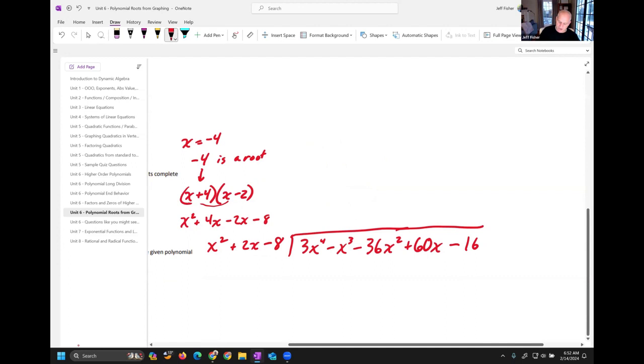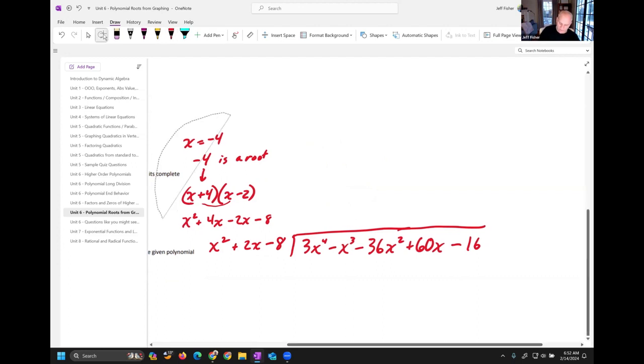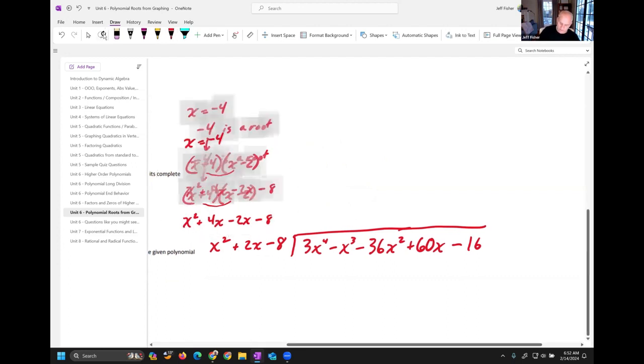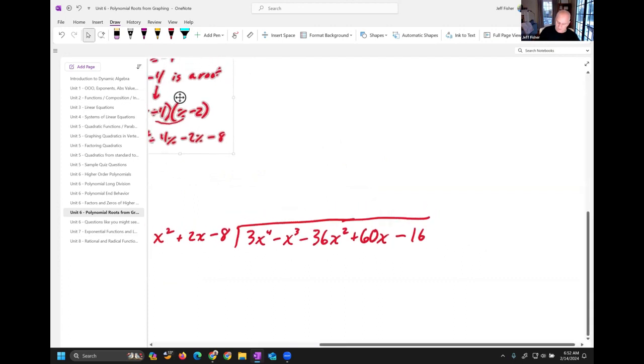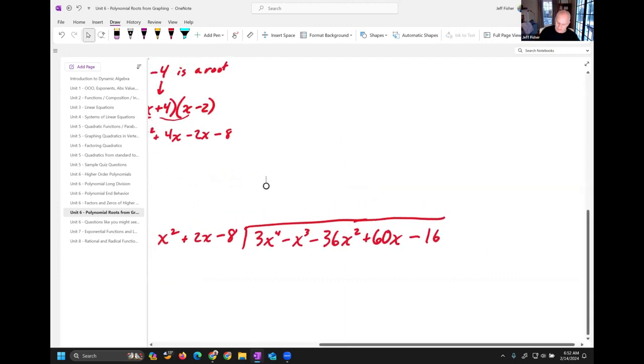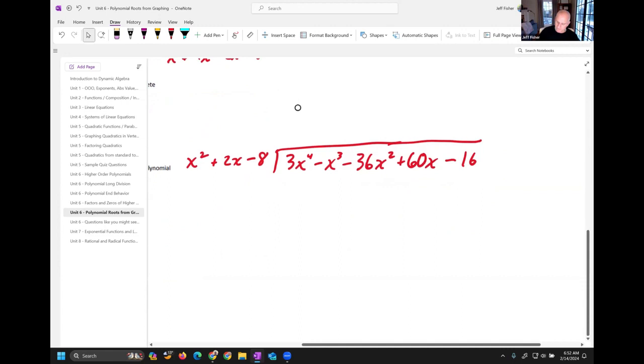Now we're going to do this polynomial long division. Move this out of the way so you don't get confused. And this is why we practiced polynomial long division, so we can conquer something like this. So how many times does x squared go into x to the 4th? Well, it goes in x squared times, right? But we need 3x to the 4th, so it goes in 3x squared times.